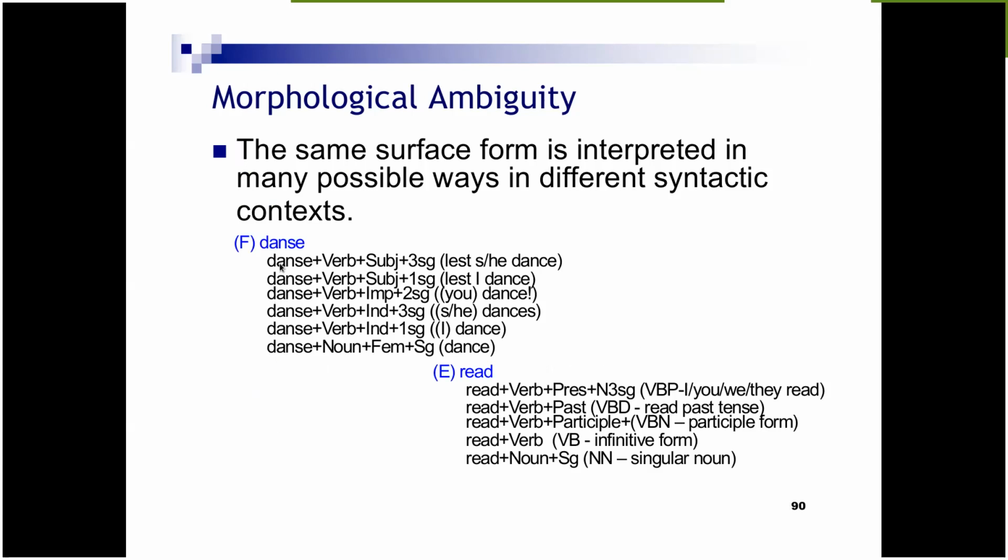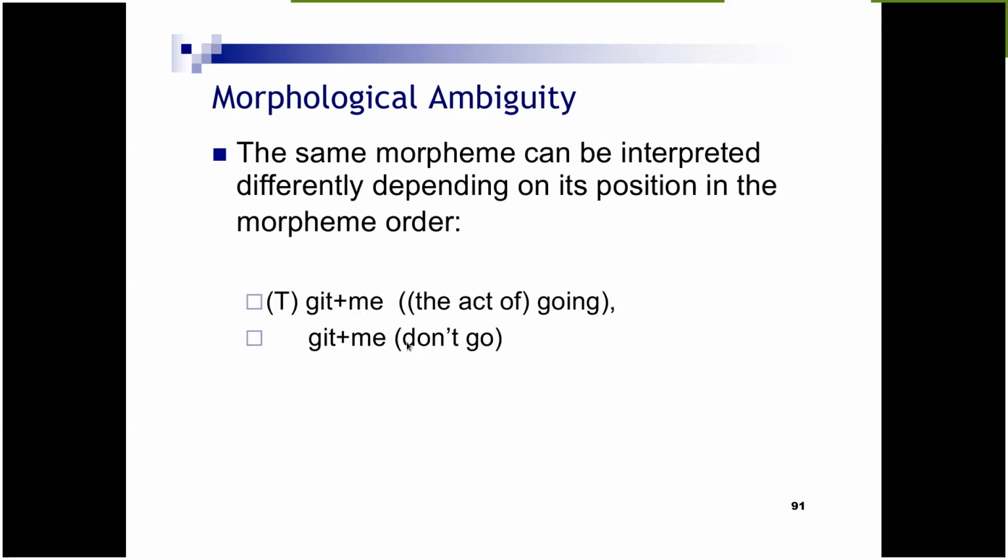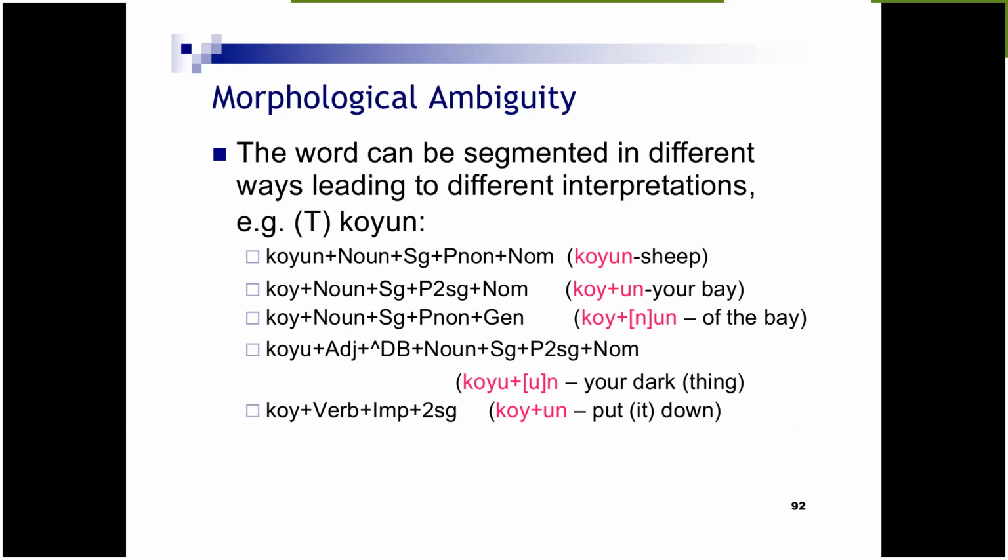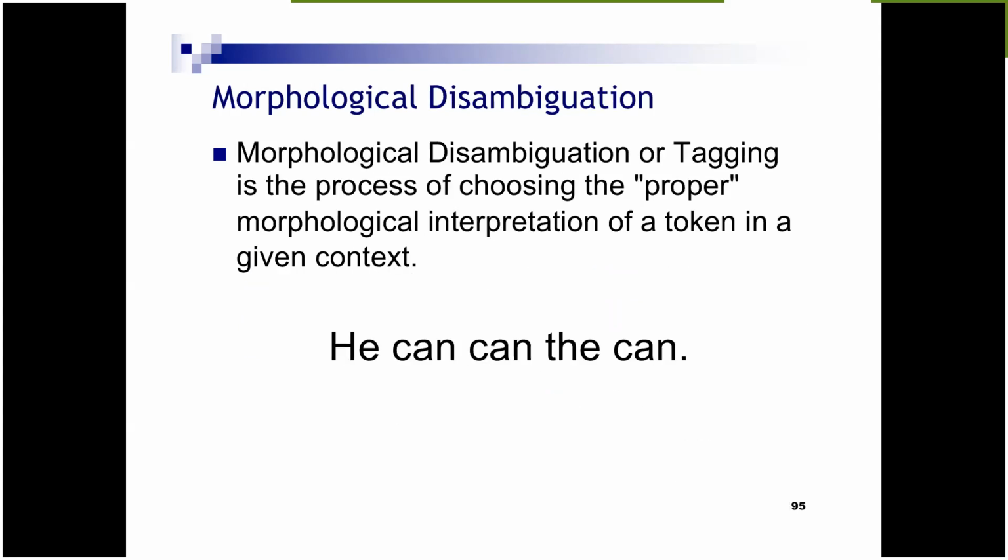You have the same thing with this French word dance. So morphological ambiguity is a big problem when you're developing a morphological analyzer, and so you need to resolve this ambiguity by using some techniques that I'll talk about next.